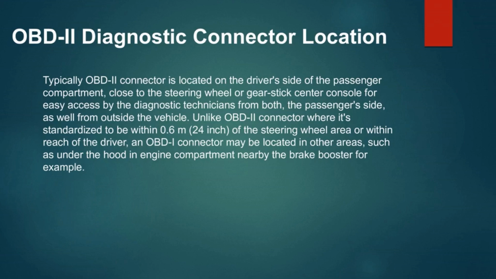OBD diagnostic connector location. Typically the OBD2 connector is located on the driver's side of the passenger compartment, close to the steering wheel or gear stick center console, for easy access by the diagnostic technicians from both the passenger's side as well as from outside the vehicle. Unlike the OBD2 connector, which is standardized to be within 0.6 meters, 24 inches, of the steering wheel area or within reach of the driver, an OBDI connector may be located in other areas, such as under the hood and engine compartment, nearby the brake booster for example.